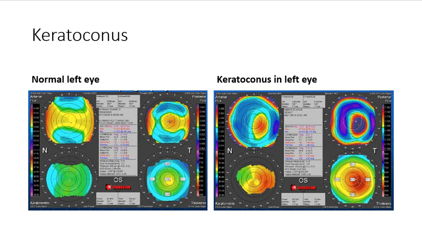On the right-hand side, we've got another left eye, but this one has keratoconus, and you can see the marked difference. The anterior cornea shows very steep areas just off the centre, and they're shown in orange and red. So it's quite a significant bulging of the cornea there. Now, this is just a very brief introduction to keratoconus. You are going to have to do some more reading on this condition yourself.